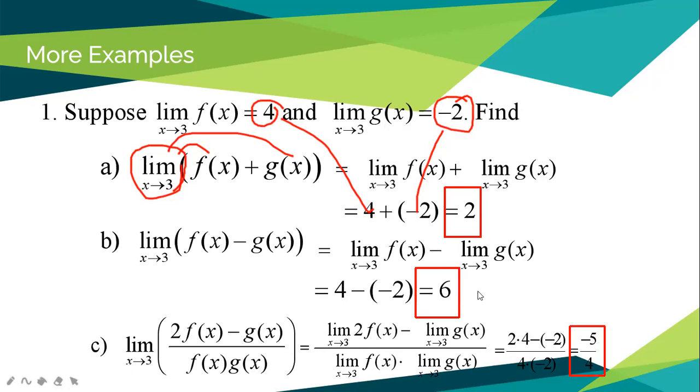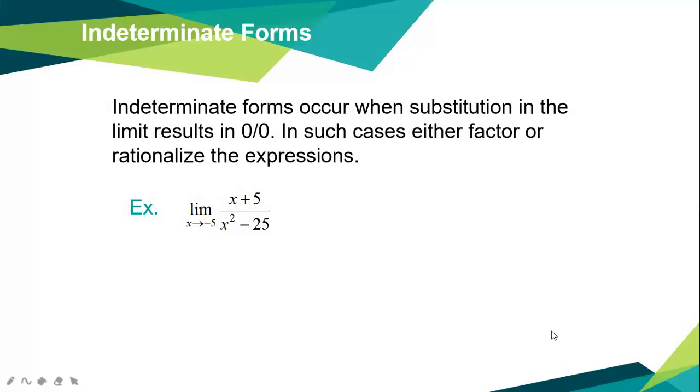So simplify: 2 times 4 is 8, minus negative 2 is equal to 10. Then 4 times negative 2 is negative 8. So we simplify this too: 10 over negative 8 is equal to negative 5 fourths.